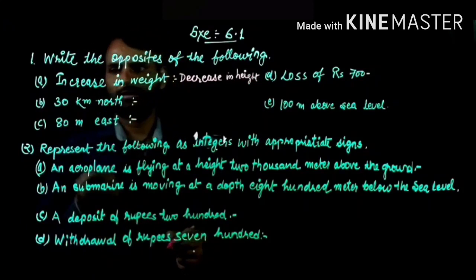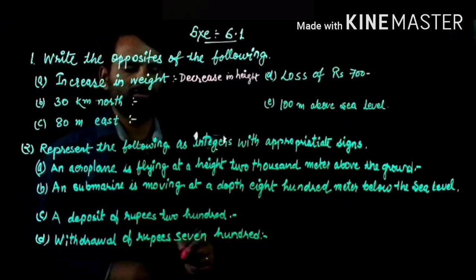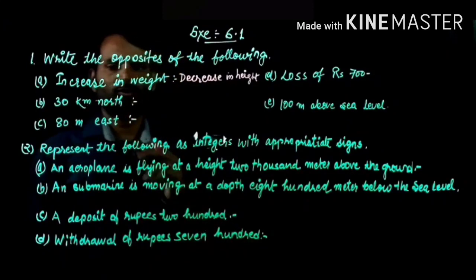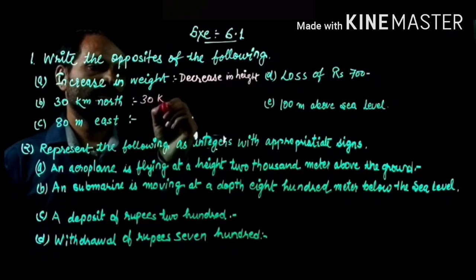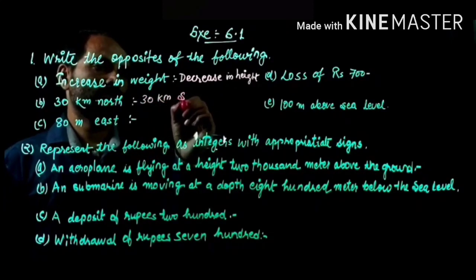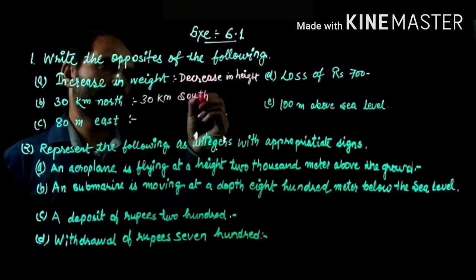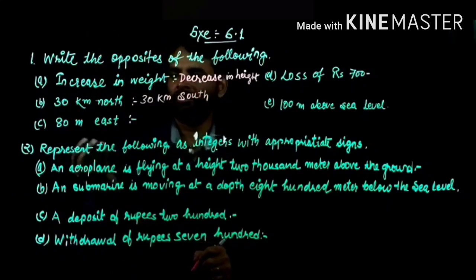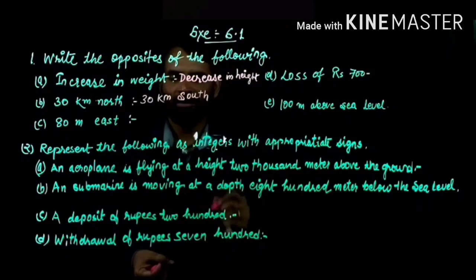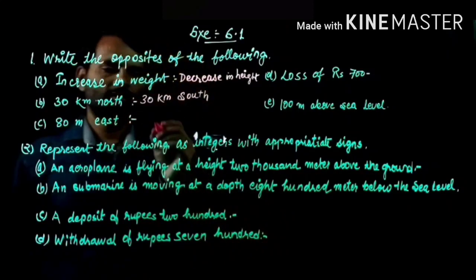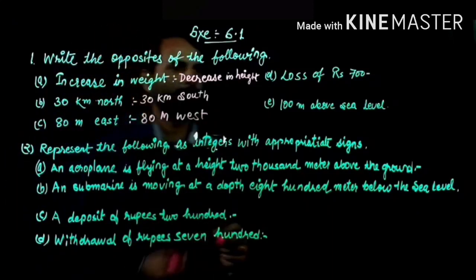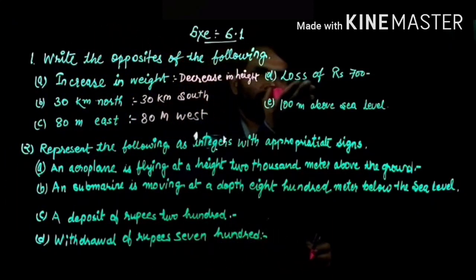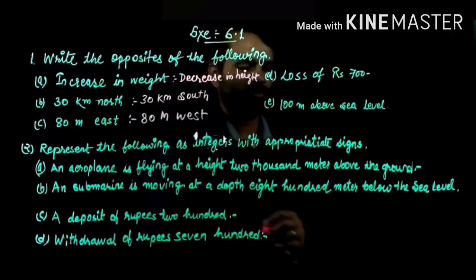Second, 30 kilometer north. The opposite of north is south, so that is 30 kilometer south. Okay, next is 80 kilometer east. The opposite of east is west, so that is 80 kilometer west.